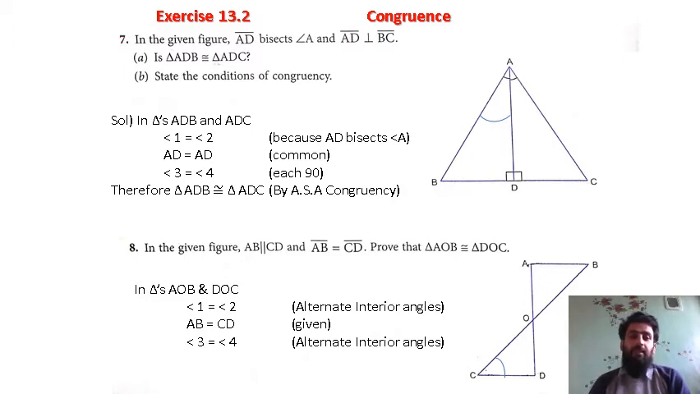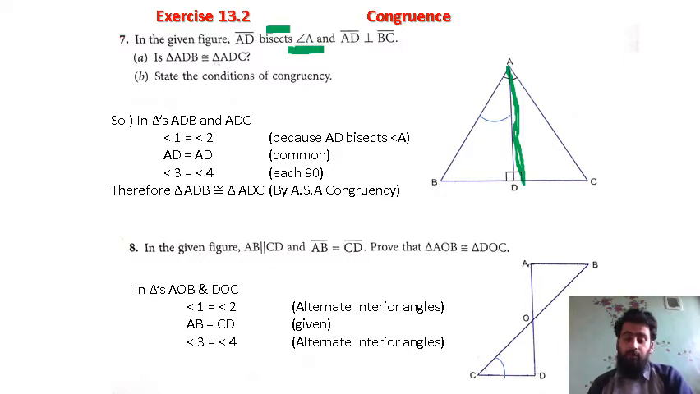Question number 7 states, in the given figure AD bisects angle A and AD is perpendicular to BC. Is triangle ADB congruent to ADC? Also state the conditions of congruency. So first thing is that we have been given that AD is an angle bisector. So this line AD is an angle bisector, and which angle does it bisect? It bisects angle A.